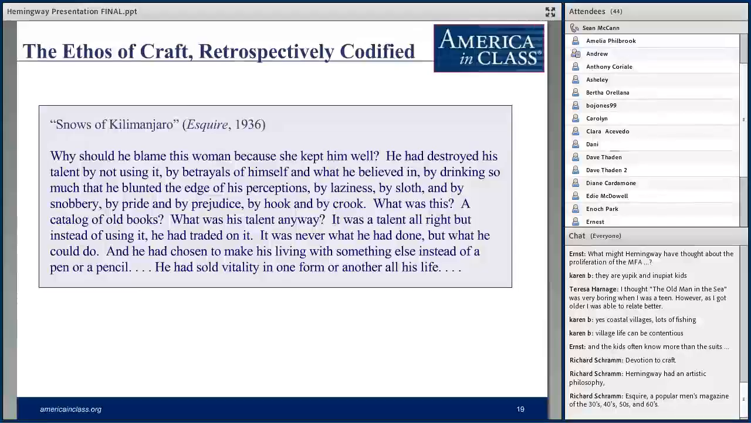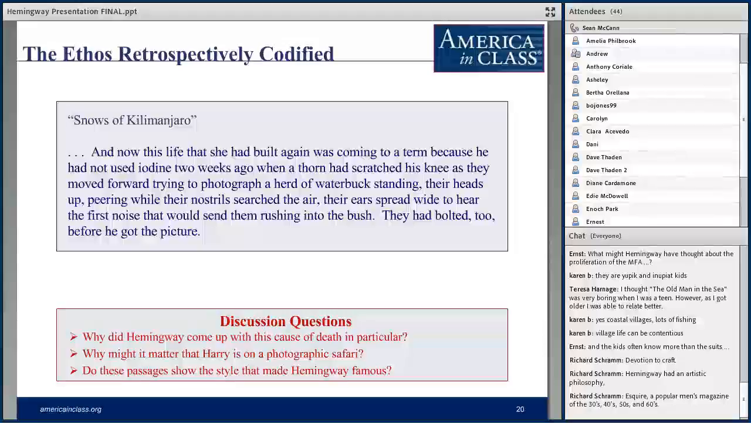And now this life that she had built again was coming to a term because he had not used iodine 2 weeks ago when a thorn had scratched his knee as they moved forward trying to photograph a herd of water bucks standing, their heads up, peering while their nostrils searched the air, their ears spread wide to hear the first noise that would send them rushing into the bush. They had bolted before he got the picture.